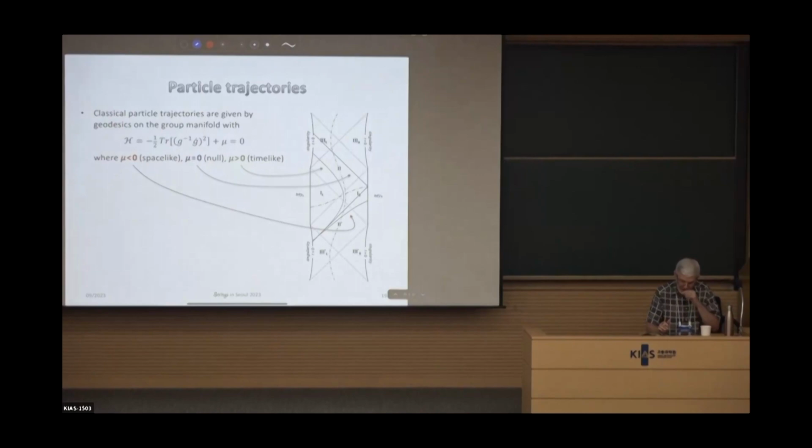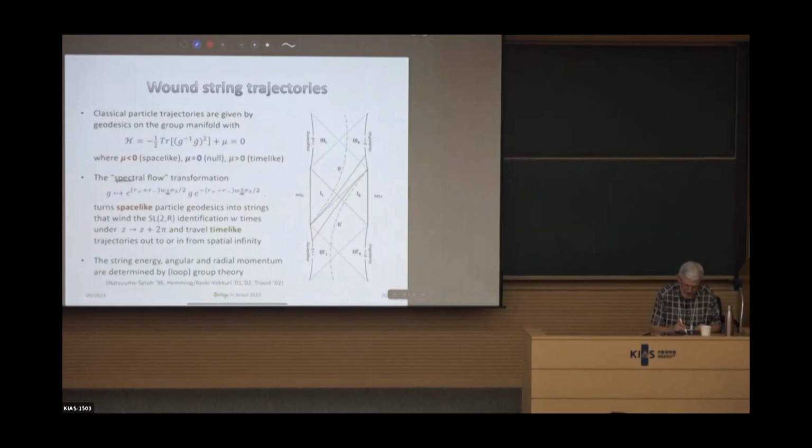A quick way of describing them is to start first by thinking about point-like geodesics of localized strings, and then doing what's called a spectral flow transformation, which basically multiplies the geodesic by a left and right z and z-bar dependent group element. So this takes solutions of the Wess-Zumino-Witten model to other solutions of the Wess-Zumino-Witten model that have w units of winding around the azimuthal circle of the BTZ geometry.